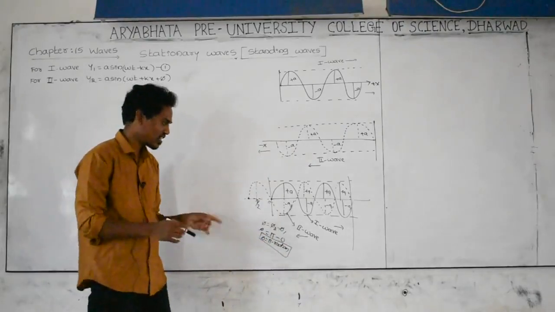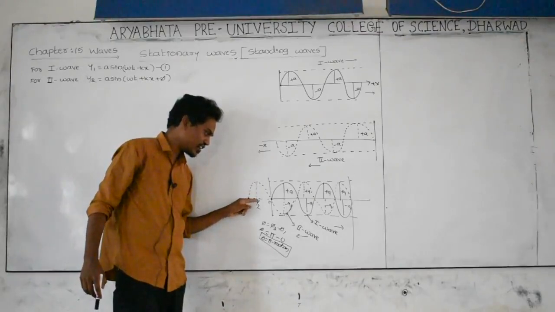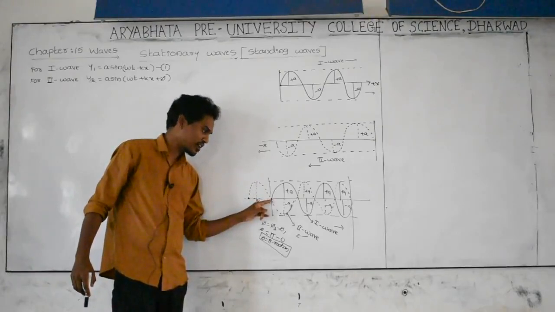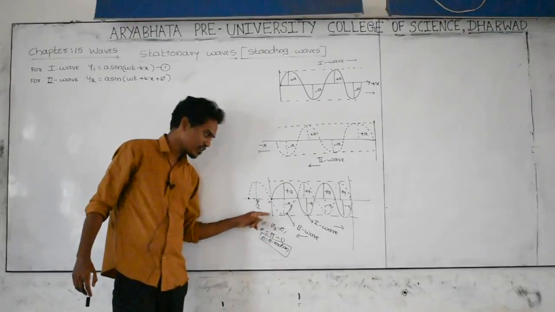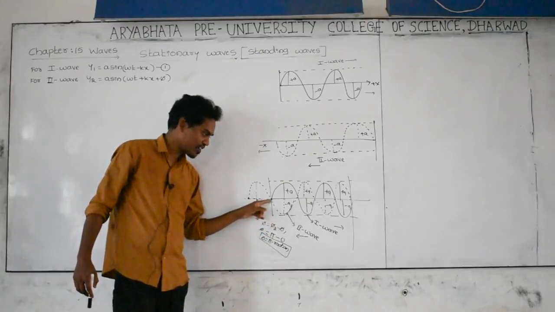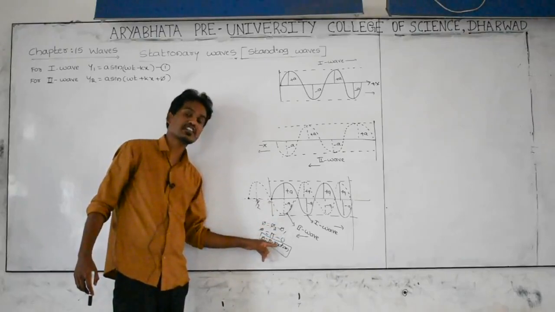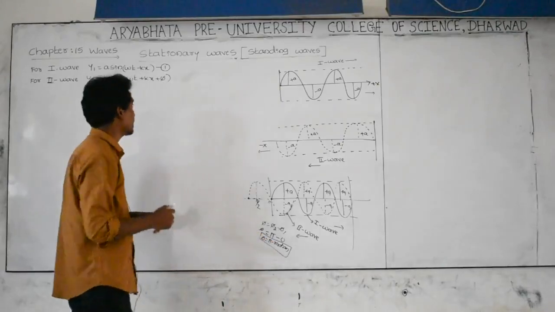Let us take the second wave: the angle is 0; here the angle is 90 degrees, which means pi by 2; and here the angle is 180 degrees, which means pi. At this point what is the phase angle for the second wave? 180. At this point what is the phase angle for the first wave? 0 degrees. Pi minus 0 means pi radian, which means 180 degrees. The phase difference between the two waves is 180 degrees.